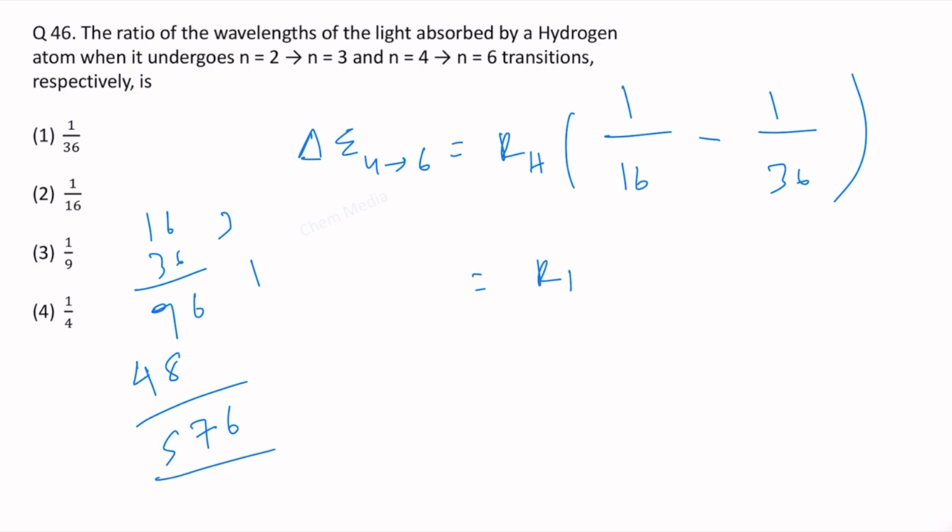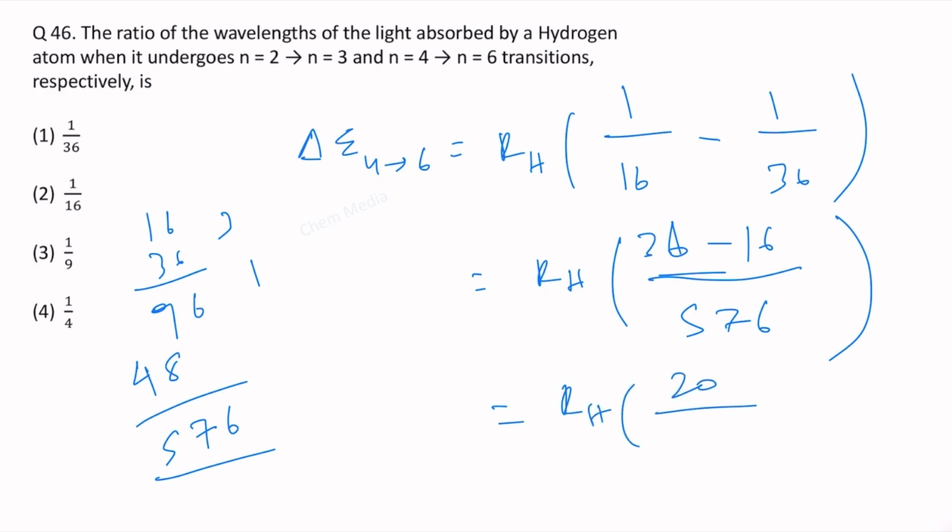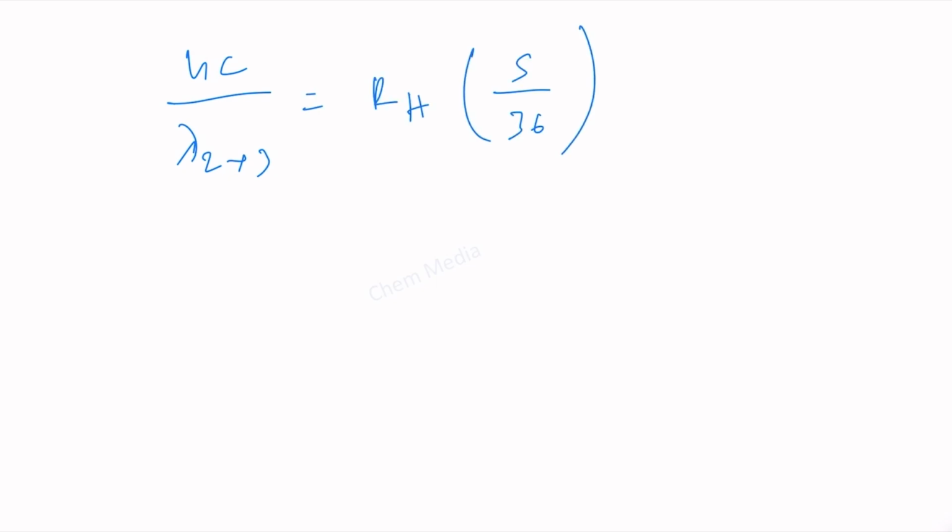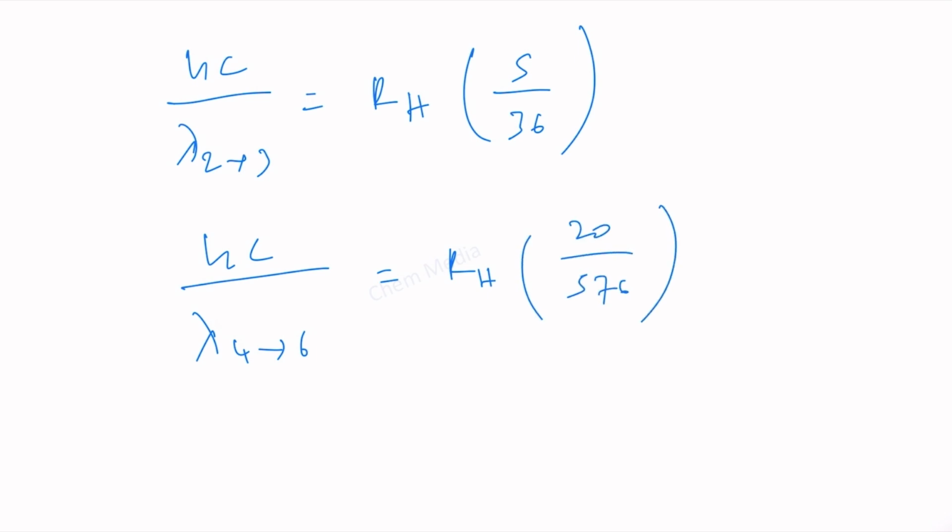This will be Rydberg constant times 36 minus 16 divided by 576. So that will be equal to 20, so 20 divided by 576. Ratio we can calculate it this way: Hc divided by lambda 2 to 3 is equal to Rydberg constant times 5 by 36, and then Hc divided by lambda 4 to 6 is equal to Rydberg constant times 20 divided by 576. Therefore the common things we can cancel.